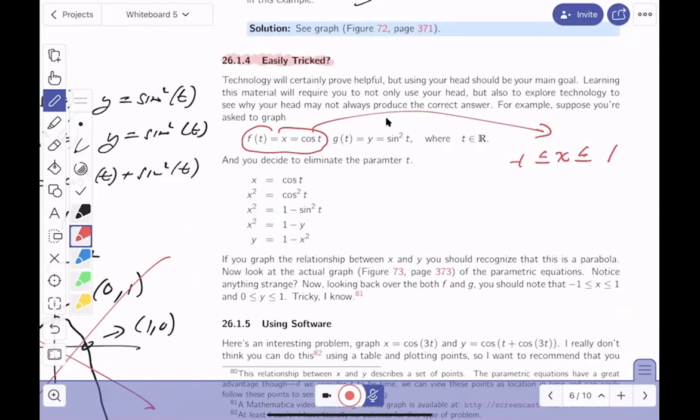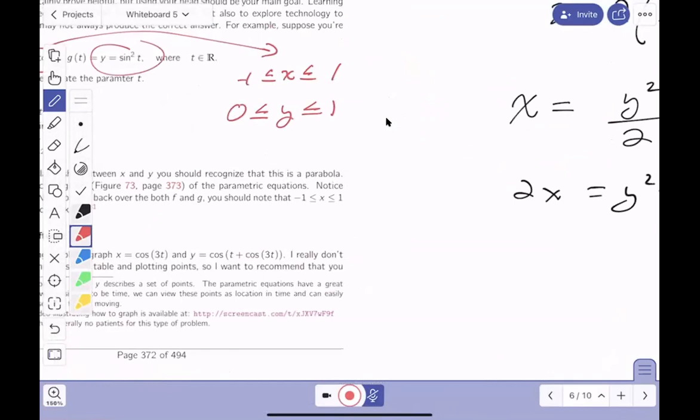Now, why is that? The cosine function is never going to exceed 1, and it's never going to go below -1. Now, the y is never going to exceed 1. I'm seeing a sine function here, but it is squared, so it's never going to go below 0. So the question is, what does the real picture look like?